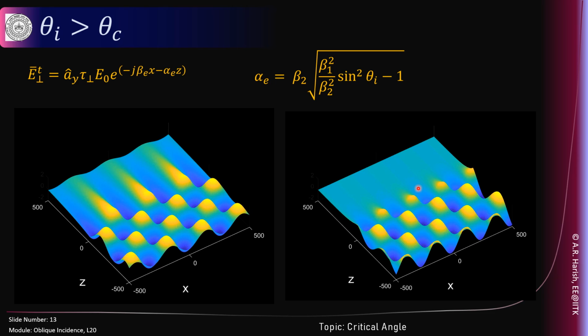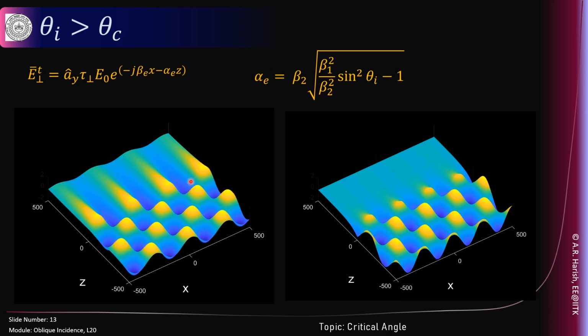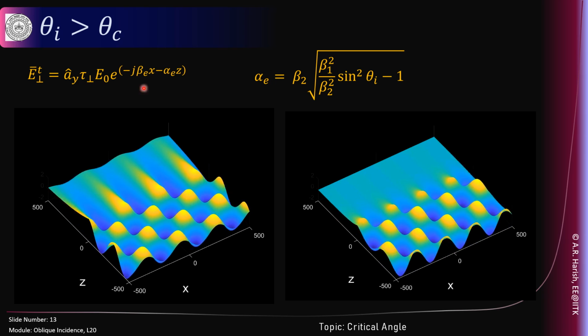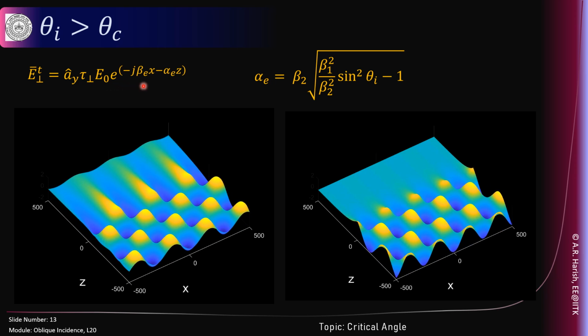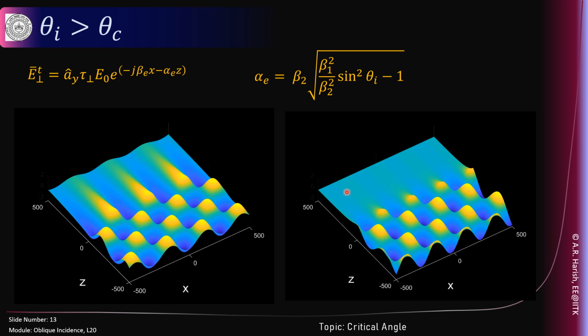If theta is increased, then this attenuation constant alpha e increases and the wave clings to the surface. This is the surface or the interface between the two media. If I turn on the movie, what we see is the wave is still propagating in the x direction as given by e to the power of minus j beta ex, but it attenuates in the z direction. This is the nature of the wave in region 2.